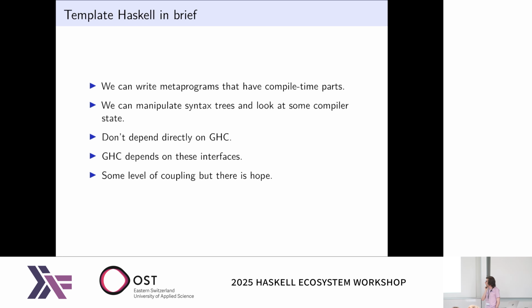So we can write meta programs. They manipulate syntax, and they can look at some compiler state, but not all. And we're not directly depending on GHC, which is very important for being able to separate things out. GHC depends on these interfaces. Yeah, there's some level of coupling with GHC because we have to do these conversions, and GHC actually has to implement these interfaces, but there's hope for a stable future.